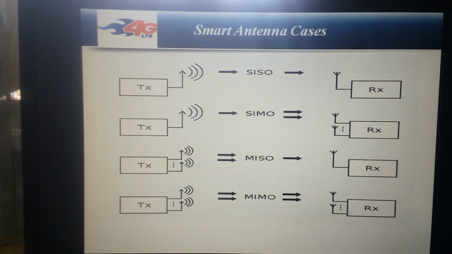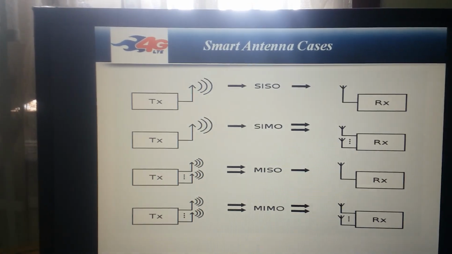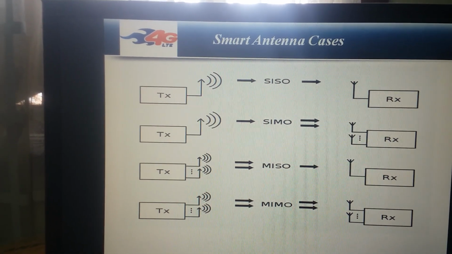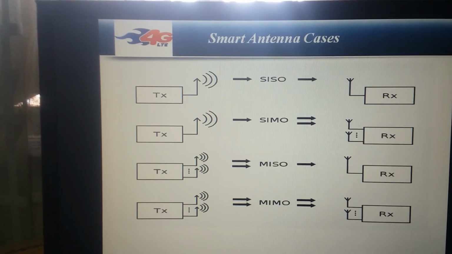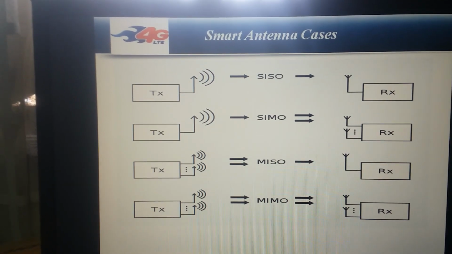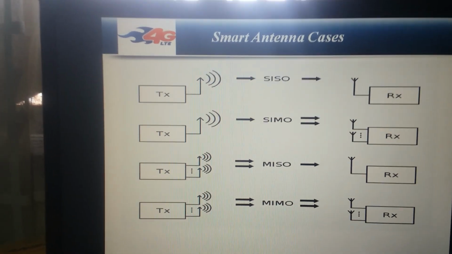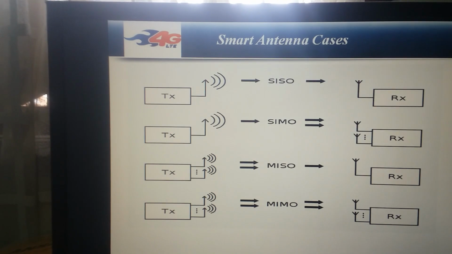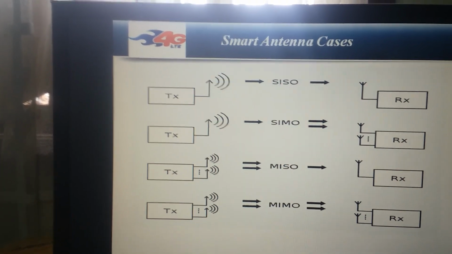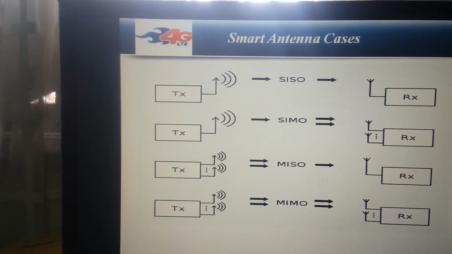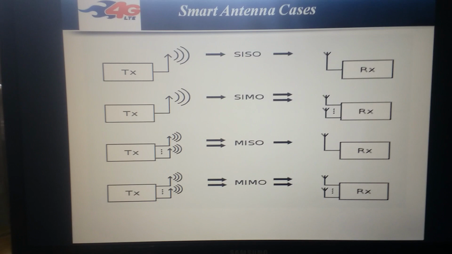Smart antenna cases are classified into four: SISO, SIMO, MISO, MIMO. SISO is single input, single output, where we have only one transmitting antenna and one receiving antenna. In SIMO we have one transmitting antenna and two receiving antennas. MISO is multiple input, single output, so there are multiple transmitting antennas and one receiving antenna. In multiple input, multiple output, we have multiple transmitting antennas and multiple receiving antennas.